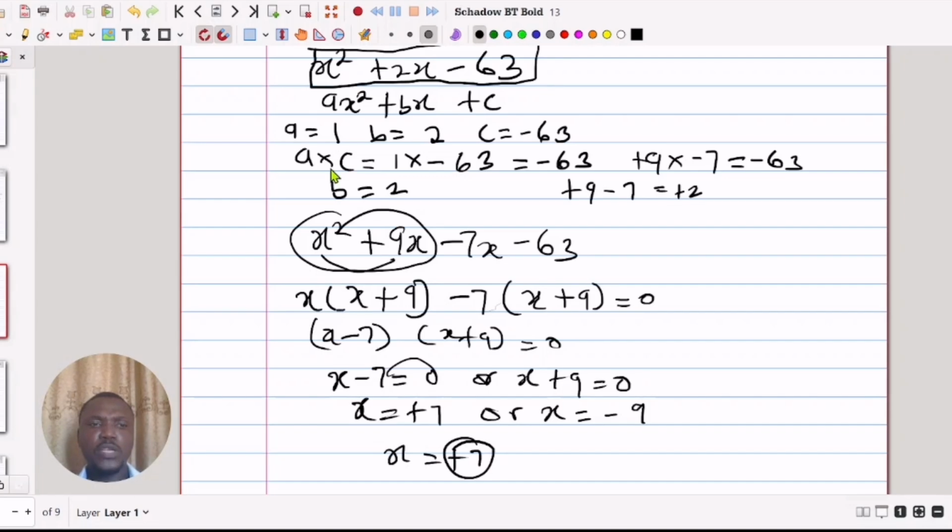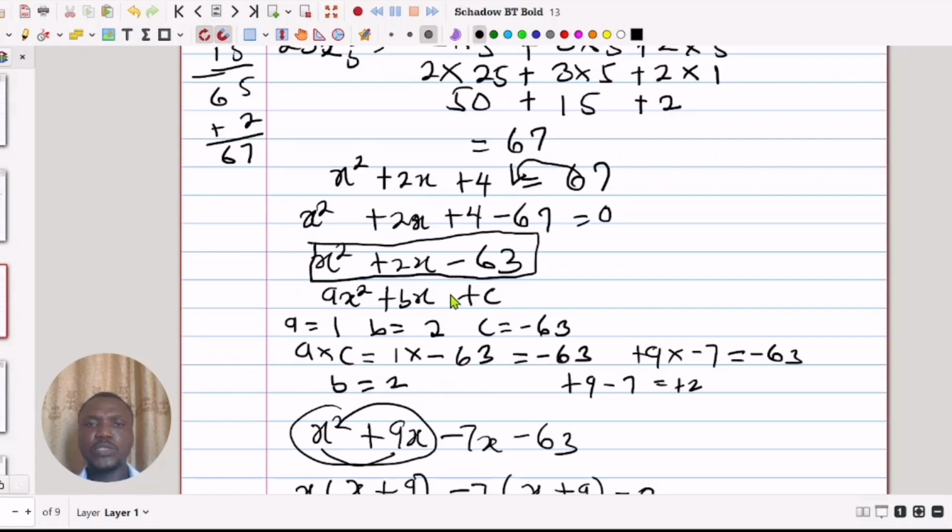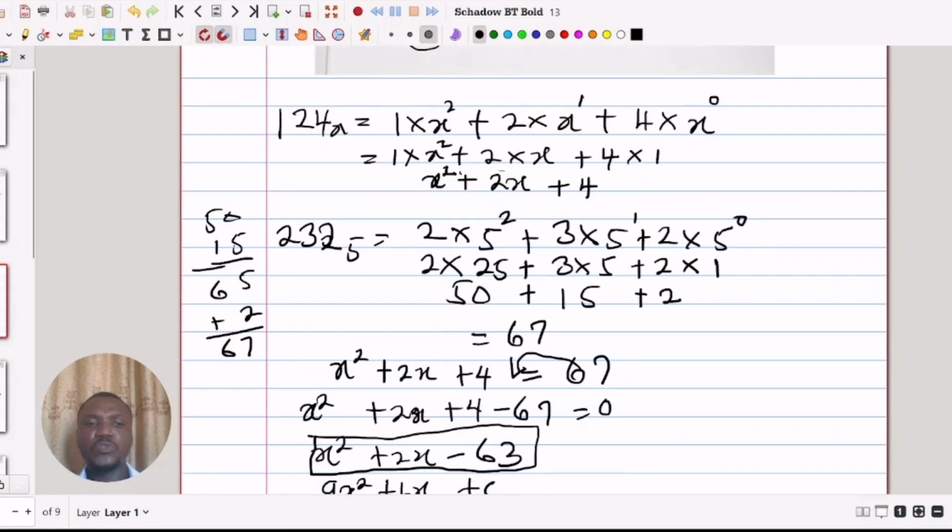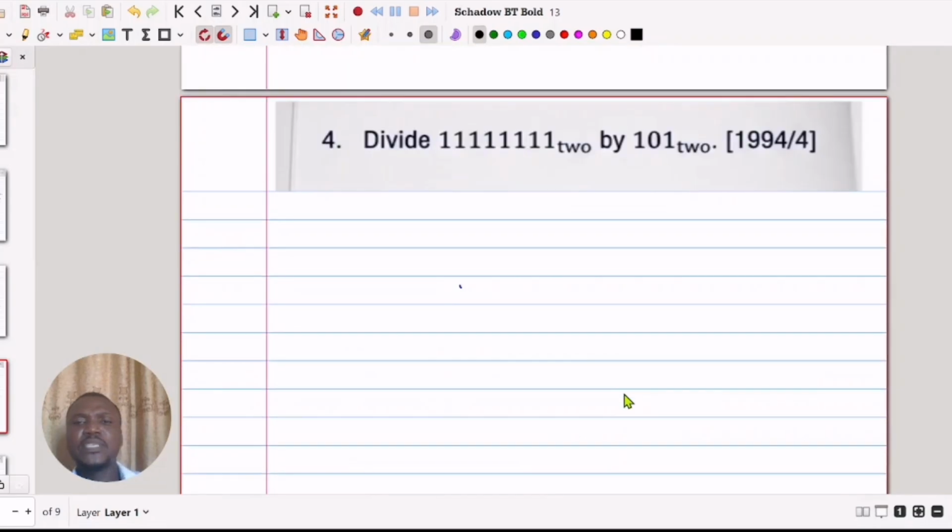So we are going to the next question. We just completed question 3. We are going to question 4. Now question 4 says divide 1, 1, 1, 1, 1, 1, 1, 1, that's how many? 1, 2, 3, 4, 5, 6, 1, 1, 1, 1, 1, 1, that's the y in its places, base 2, by 101 base 2.